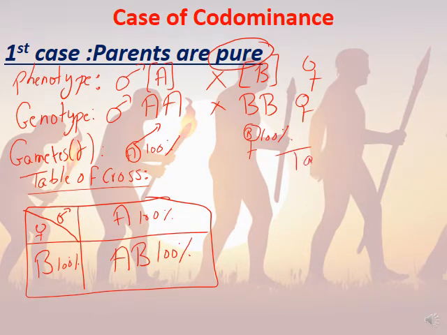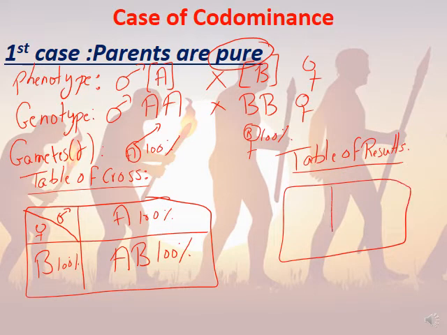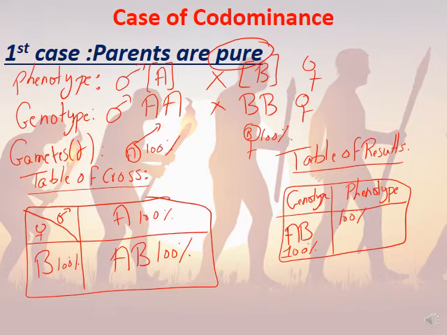Moving to the table of results. The genotype will code for the phenotype. So you write genotype and phenotype. The genotype is AB 100%. So 100% we have individuals of blood group AB.